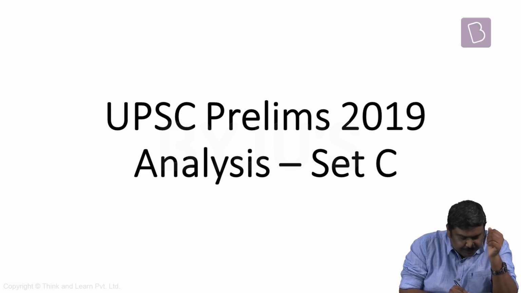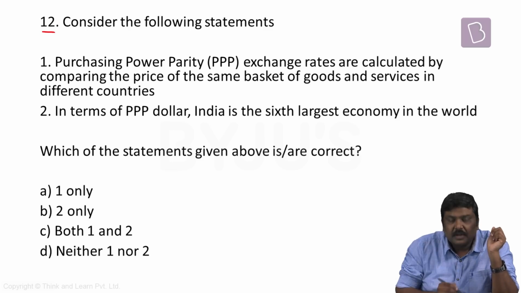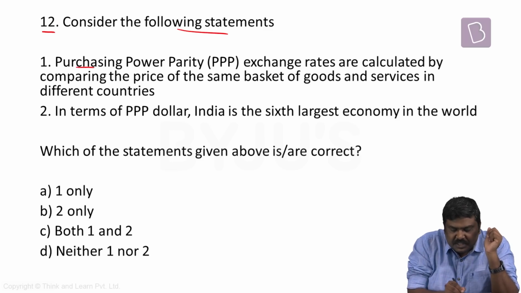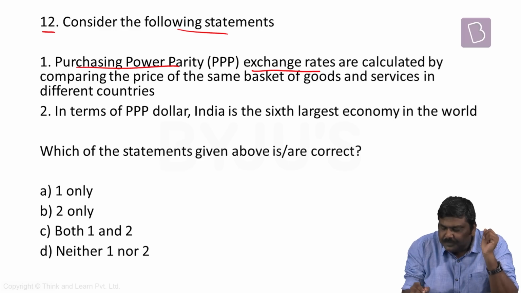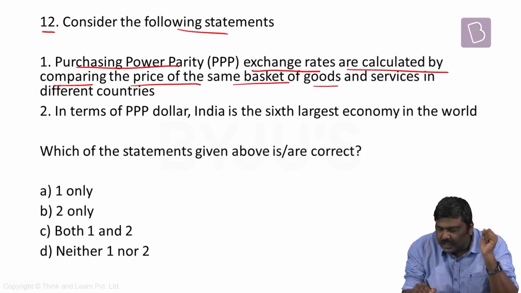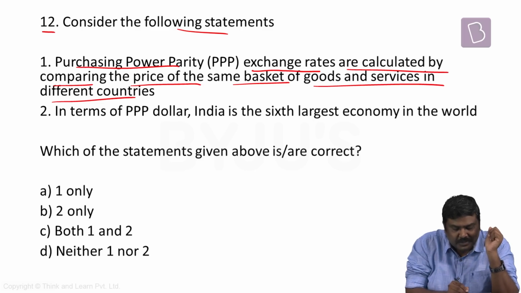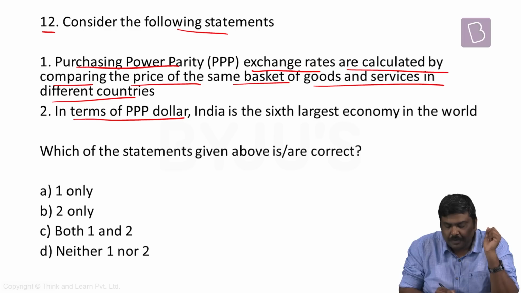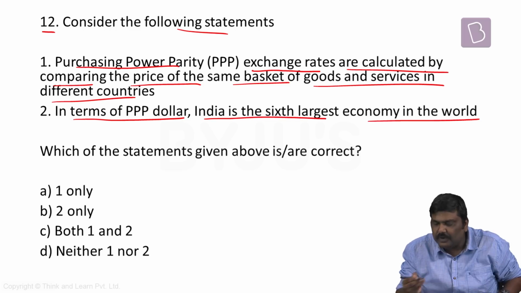Let's begin the discussion. Question number 12: consider the following statements. Purchasing power parity exchange rates are calculated by comparing the price of the same basket of goods in different countries. Second statement, in terms of PPP dollar, India is the sixth largest economy in the world.